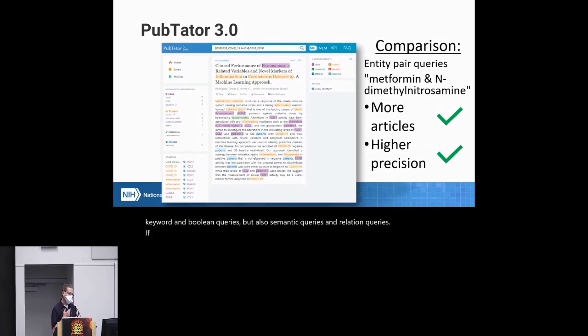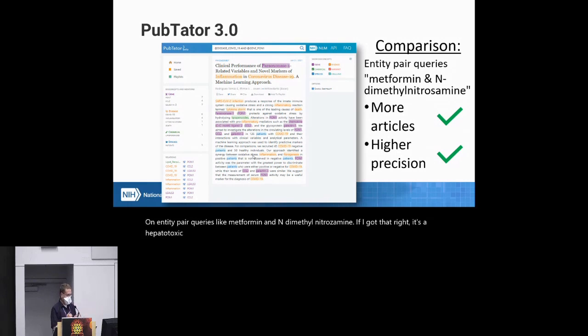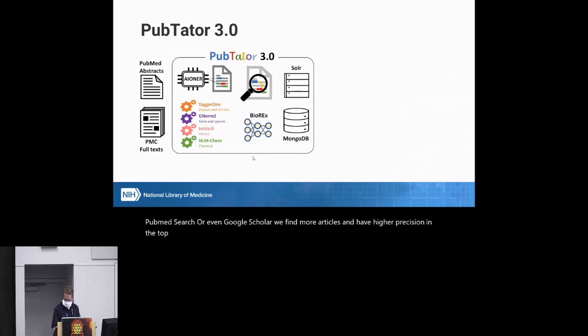These advances allow us to, on entity pair queries like metformin and N-dimethylnitrosamine, if I got that right, it's a hepatotoxic contaminant. On pairs of entity queries like this, we find, compared to PubMed search or even Google Scholar, we find more articles and have higher precision in the top 20.